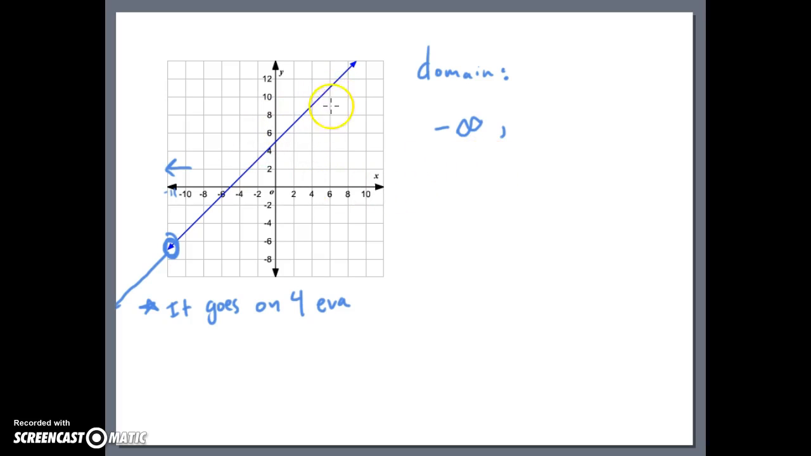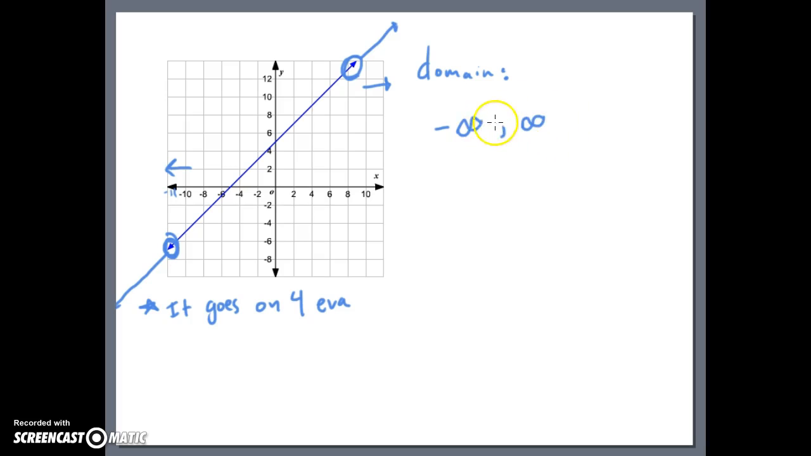Well, what's the largest value that the function contains? It looks like it's between 8 and 10. But there's an arrow, so that means it's going to keep going up and to the right. And if it keeps going to the right, then we know it never stops. So what value is our largest? Positive infinity. There's no concrete number that it's going to stop on.